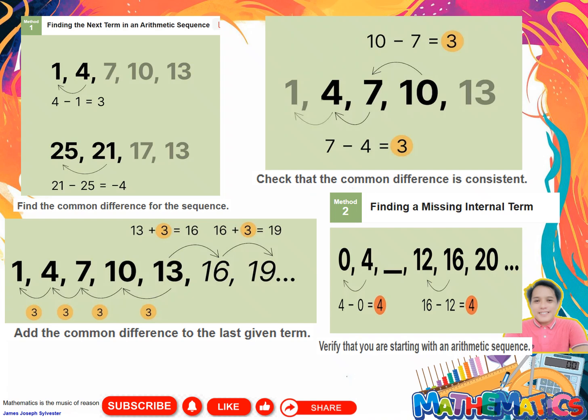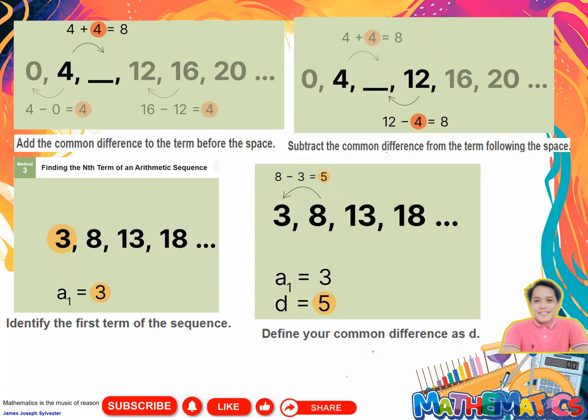Also, the second method, finding a missing internal term. The first one is verify that you are starting with an arithmetic sequence. Second, add the common difference to the term before the space. Then the last step is subtract the common difference from the term following the space. Then we have the third method, finding the nth term of an arithmetic sequence.